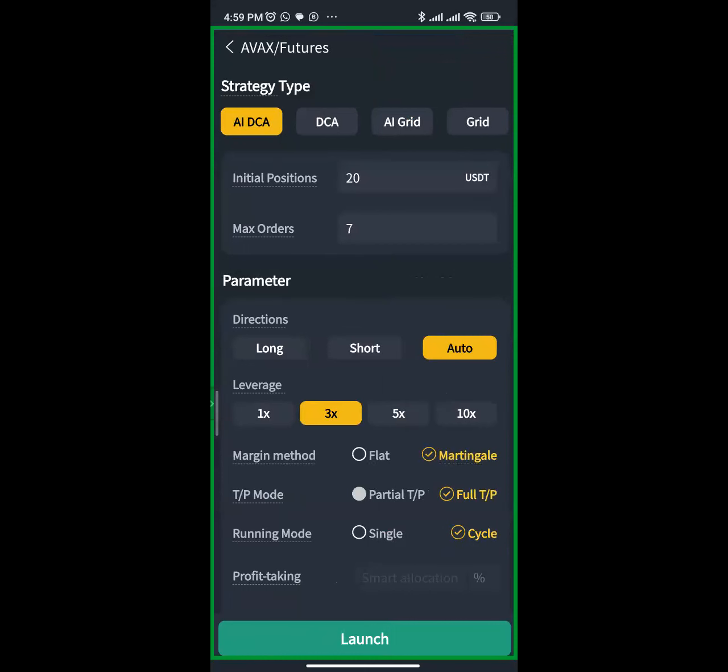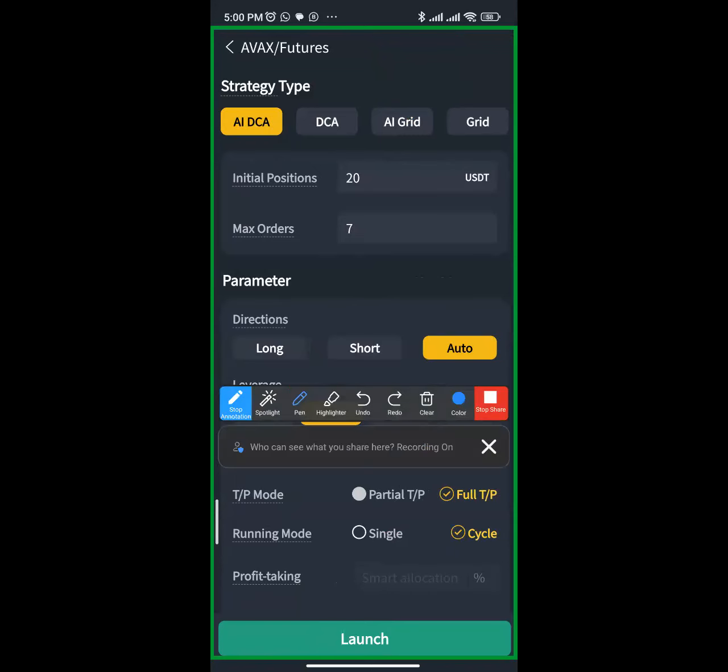You're going to be seeing the strategy type: the AI DCA, the AI grid, and the grid. For the futures section, you don't have any business with the DCA, the AI grid, and the grid system unless you are an expert trader. So all you need to do is stick to the AI DCA. We leave these other ones out. Stick to the AI DCA, and you do your setup.